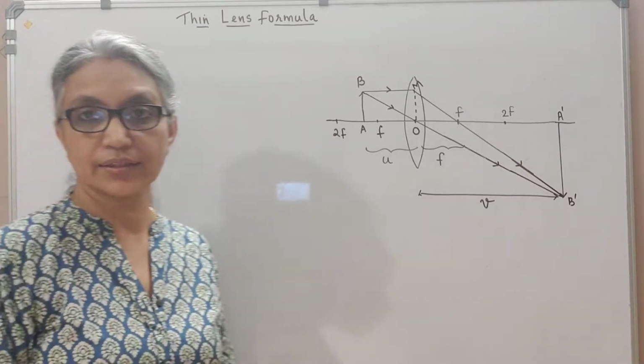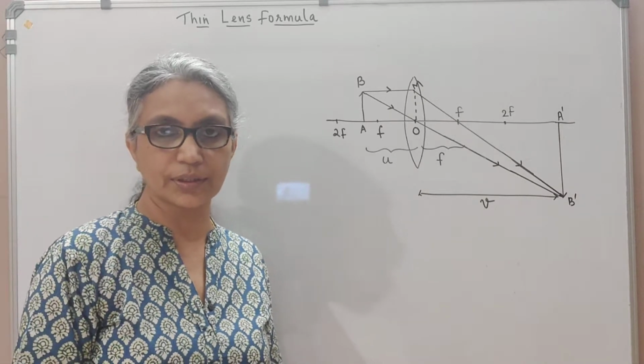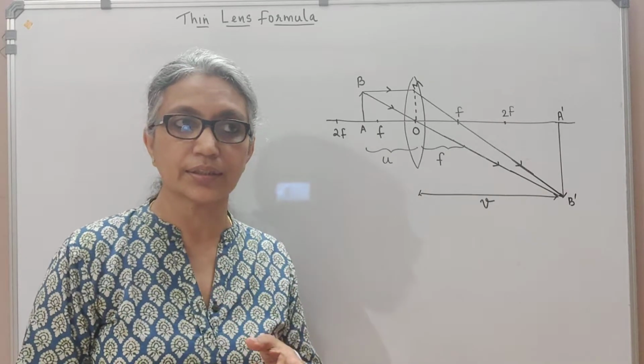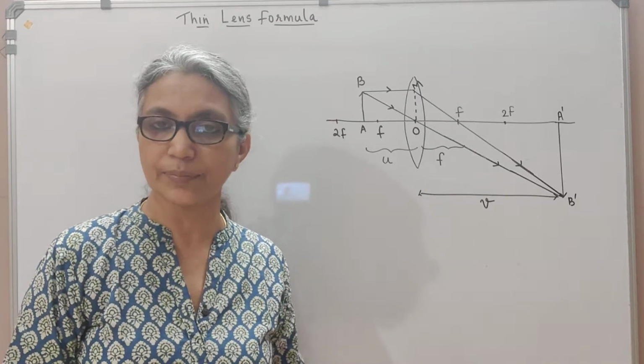Today we are going into our next session in the chapter Ray Optics. We start with the thin lens formula. The thin lens formula you've learned in 10th standard: 1 by v minus 1 by u equals 1 by f.